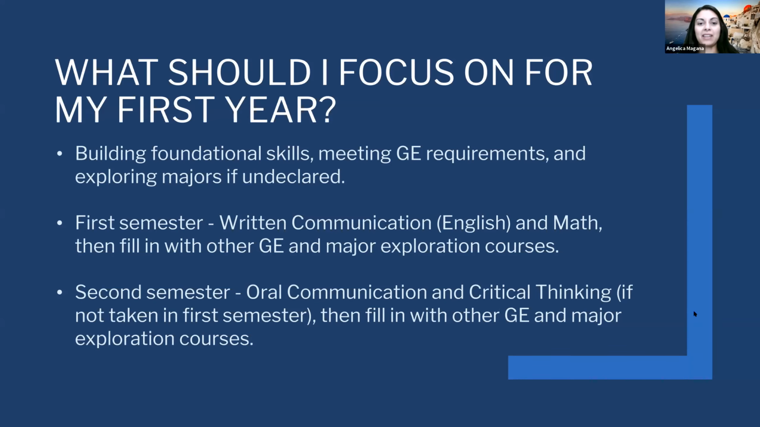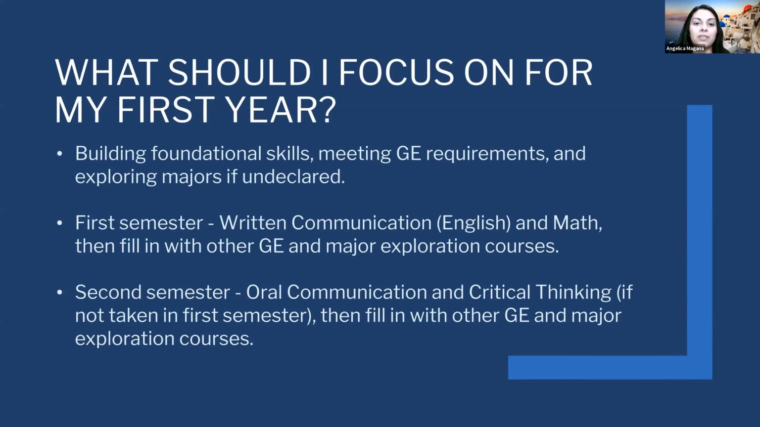So we know that this can be kind of overwhelming when you think about, okay, I have GE and major courses and elective courses over the course of 4 years, right? So let's break it down a little bit and just talk about what you would want to focus on for your first year. So we really want students to start building on those foundational skills, like your reading and writing skills, your math skills, your oral communication skills, so like your public speaking, and then your critical thinking. And so those are going to be found mostly in the Area A that Dayana was talking about. And then if you have room in your schedule, then we want you to fit in additional GE or courses that will help you explore majors if you're undeclared.